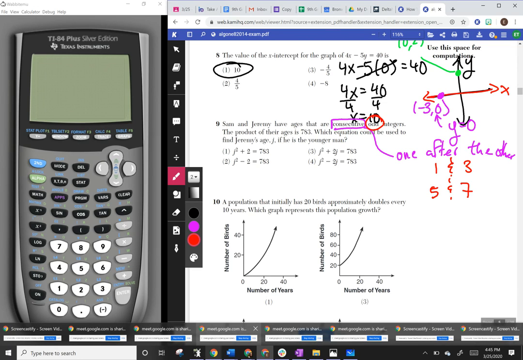The product of their ages is 783. Which equation could be used to find Jeremy's age, J, if he is the younger man?